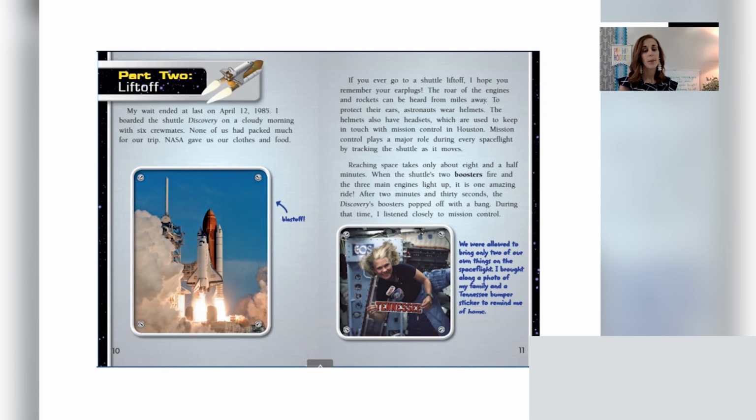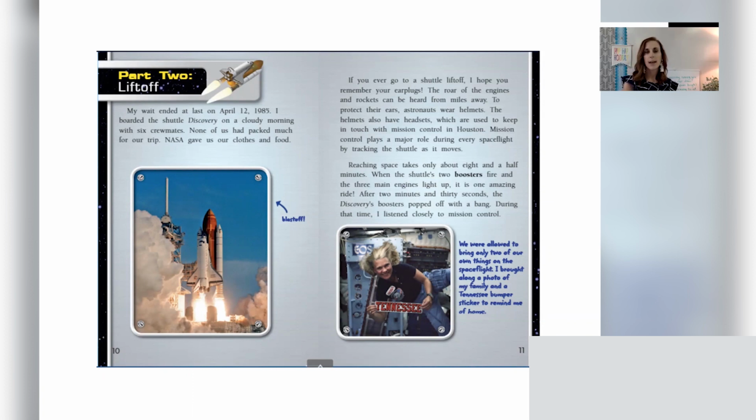This first picture on page 10, the caption says, "Blast off." The second picture's caption says, "We were allowed to bring only 2 of our own things on the space flight. I brought along a photo of my family and a Tennessee bumper sticker to remind me of home."